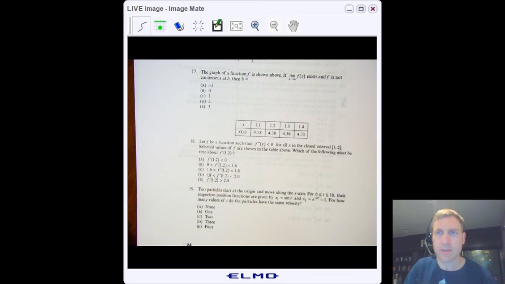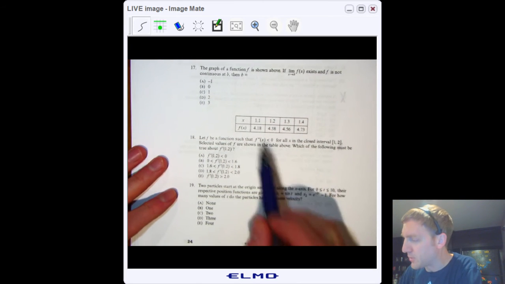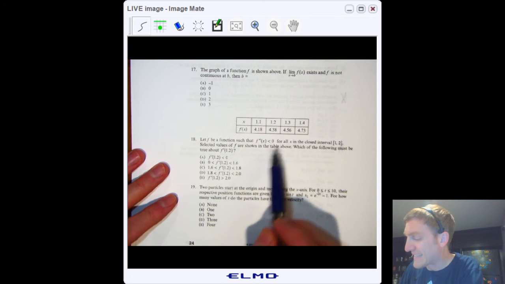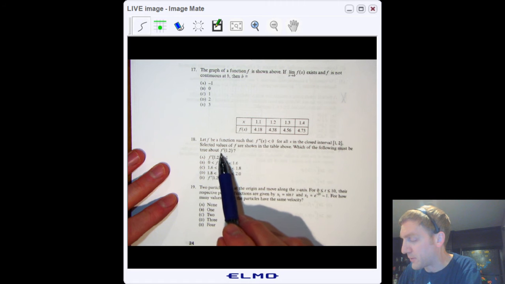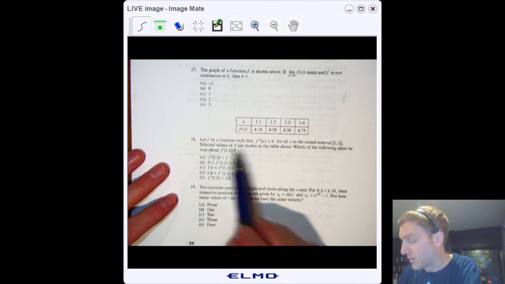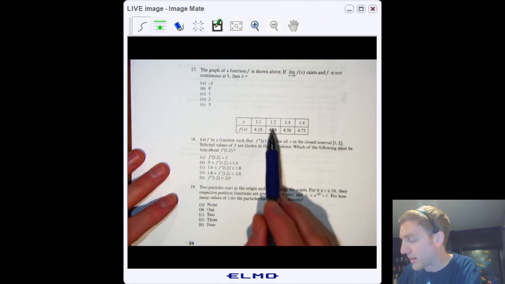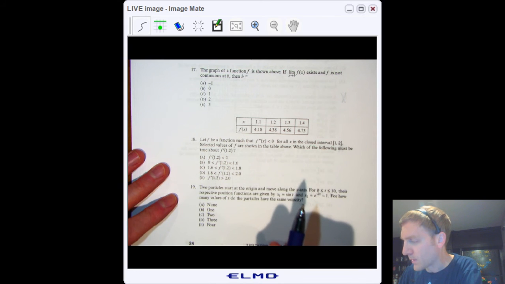All right, this one is kind of challenging. It gives you a table of values. It tells you the second derivative is always negative. That'll be important in a minute. Select values of f are shown. Which of the following must be true about the derivative at 1.2? I want to approximate the slope at 1.2.